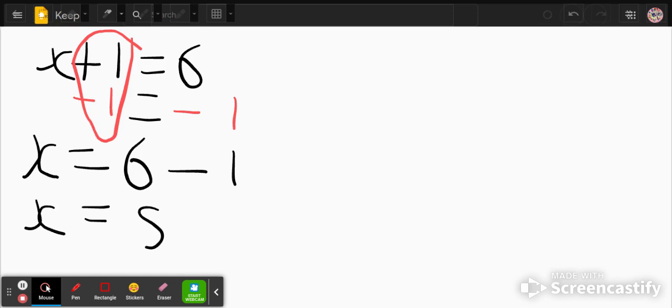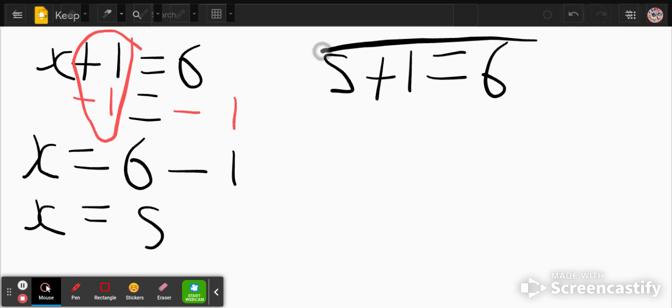And the nice thing with algebra is that you can always check if your answer is right or wrong. So the answer which you get, which is 5, you just plug it back into the equation and see if it equals 6, right? So x was equal to 5. So 5 plus 1 is equal to 6. And we know that it is true.